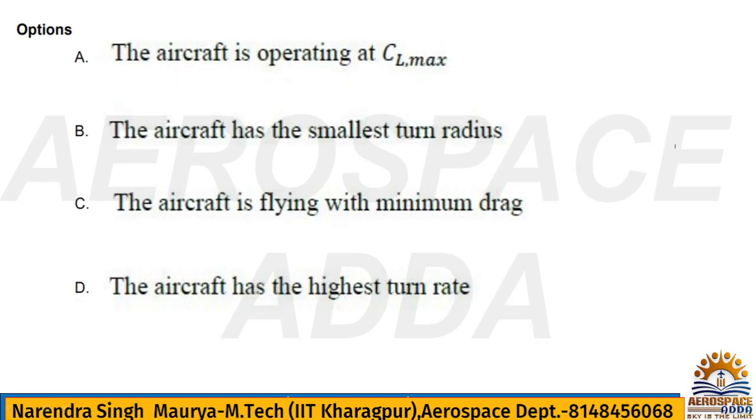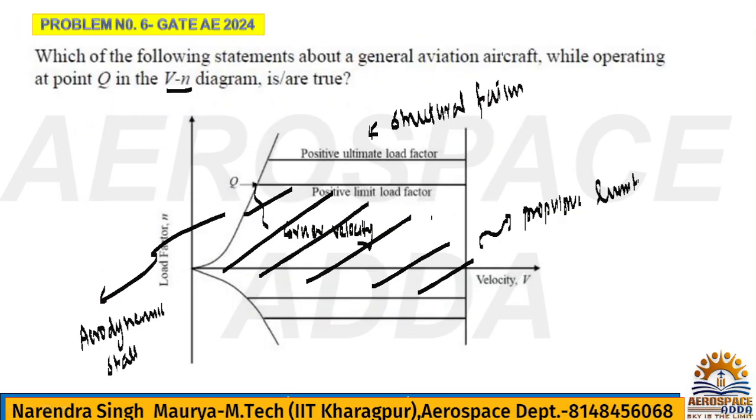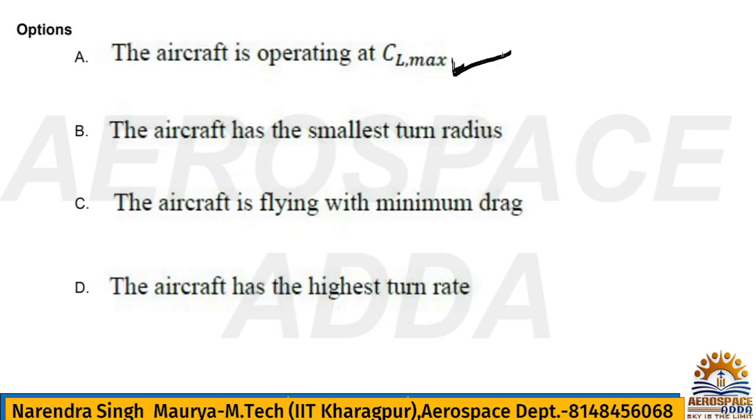So check one option. The aircraft is operating at the CL max. Yes, because point Q is the corner speed which relates to the stall speed, and it is operating at the maximum CL max. So this option is 100% correct. Right? Point Q. Yeah.